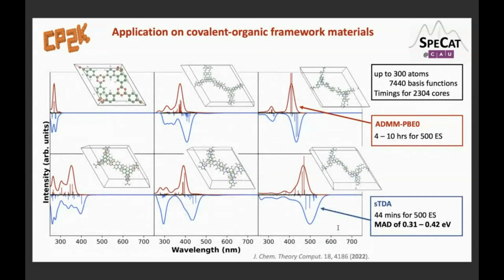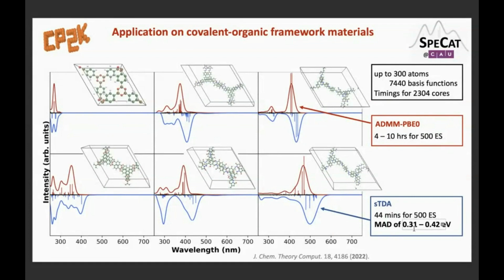We applied this implementation for a set of covalent organic frameworks shown here. So what you see here are absorption spectra for ADMM shown in red compared to the sTDA spectra in blue. You get an overall qualitative agreement. And most importantly, what you see is that we are quite fast with this approximated hybrid functional for unit cell sizes of 300 atoms and for broadband spectra of 500 excited states.